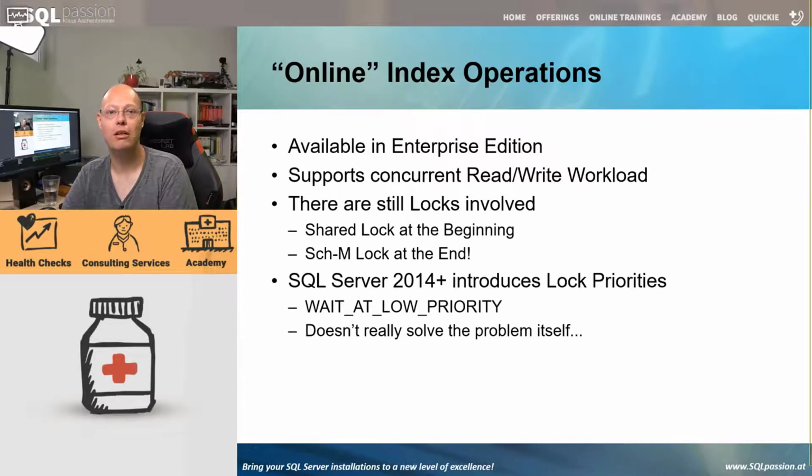Beginning with SQL Server 2014, Microsoft has introduced so-called lock priorities. It means when you are running your online index operation, you can define how you want to deal with those blocking situations. You can decide to roll back your transaction or to roll back the blocking transaction. But it's not really a fix to that problem. Those locks are needed from a technical perspective. So let's have a look at that one.